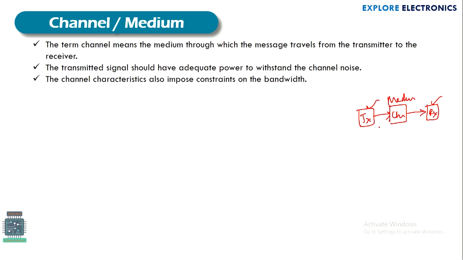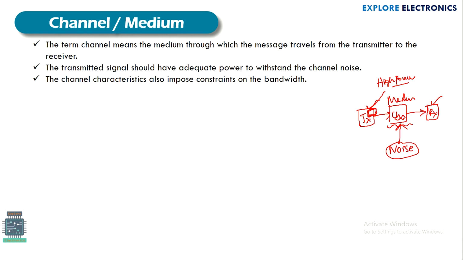So the transmitted signal should have adequate power to withstand the noise in the channel. We know that noise is a parameter, it will be added with the signal in the channel. That's why whatever signal we get out of the transmitter will have high power. Because of this, to achieve high power, we will be using a power amplifier at the output of the transmitter, right? And next we will have the receiver.